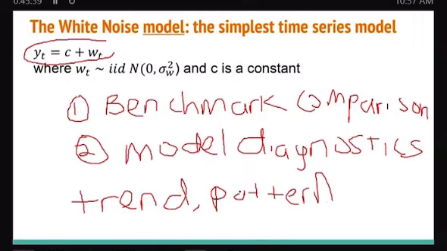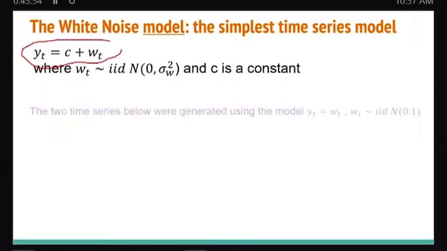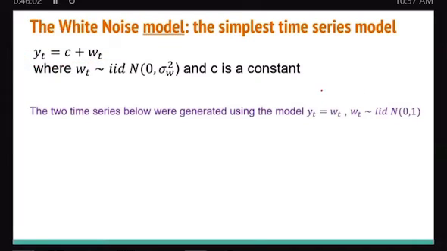Now, take a look at this. W_t is a white noise, and W_t follows a normal distribution with mean zero and variance sigma squared. Now, let's look at two time series below that we generated. When your model is W_t, it means your model is a white noise model. What did I say about a white noise model? A white noise model cannot be used for prediction.